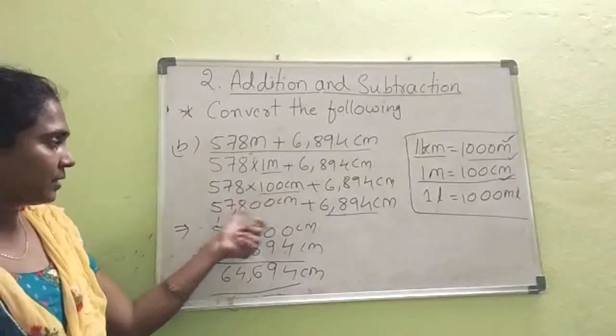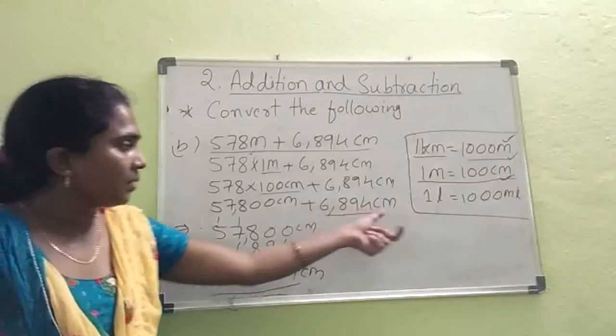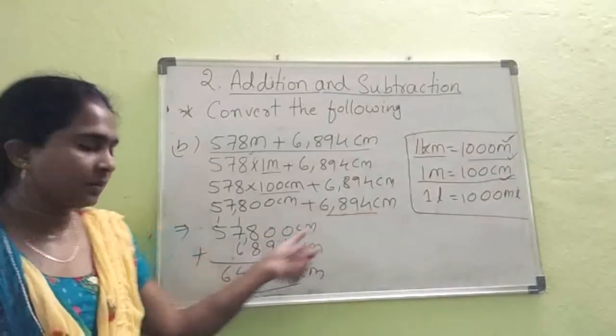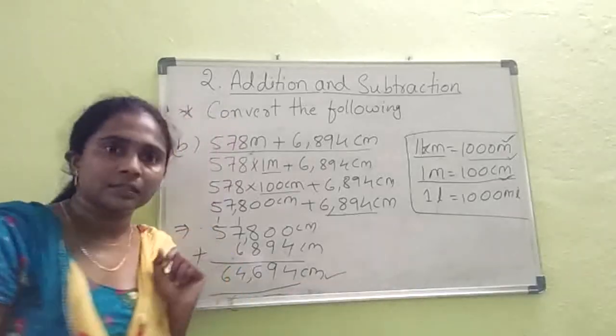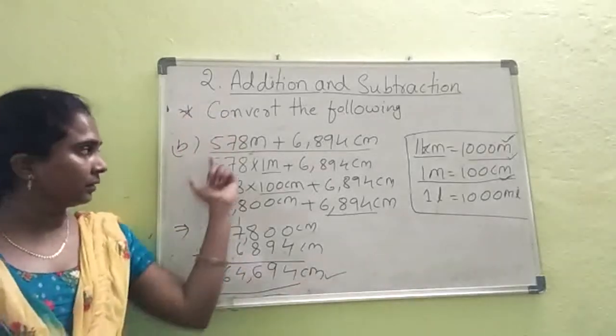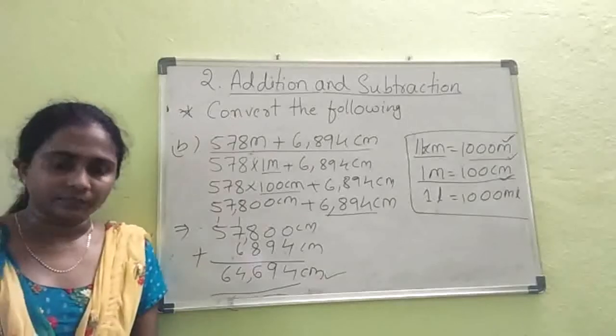Now just multiply these two numbers. We got the same unit, that is centimeters and centimeters. Now just I added. This is the final answer, okay? I hope clear. These are the steps, okay?